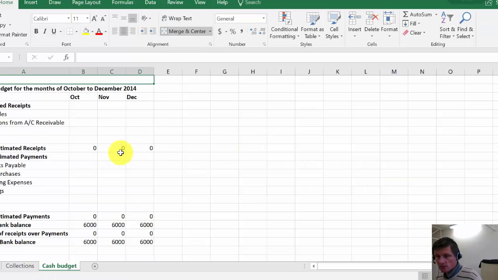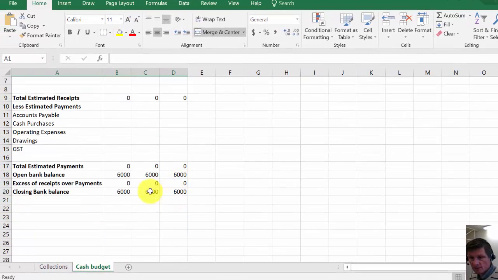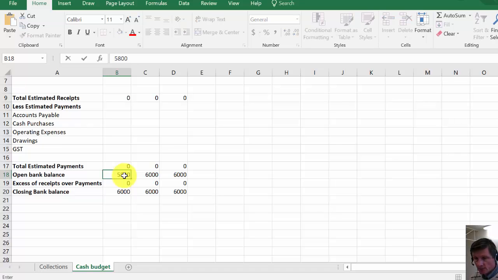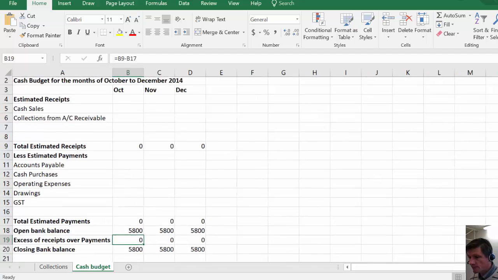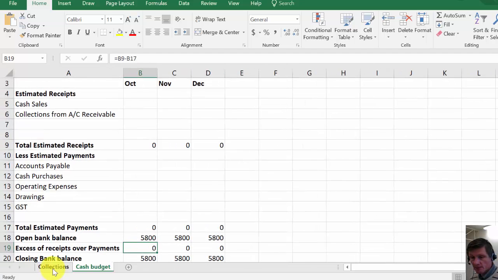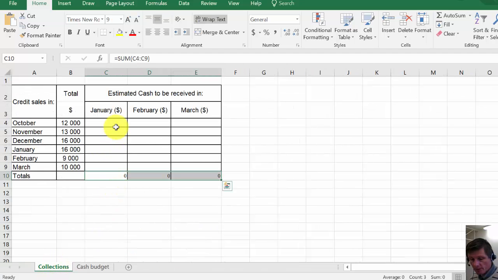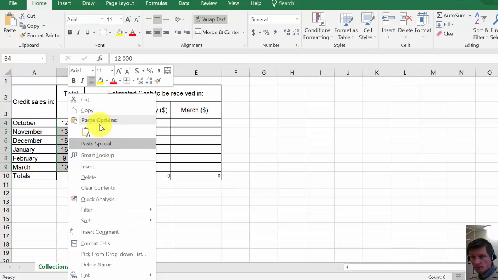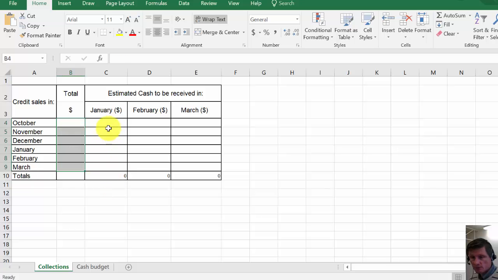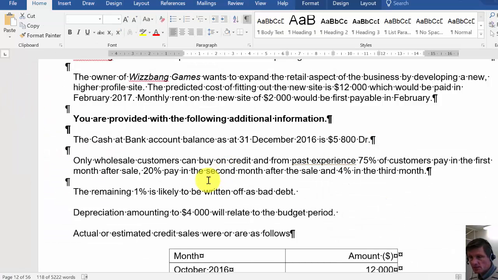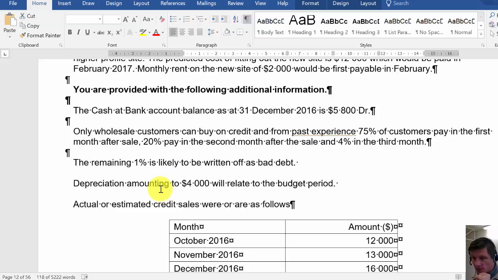So what I would do is I've set up a cash budget template. There it is. The opening bank balance is $5,800, and that's already working for us. Make that a little bit bigger. And now I'm going to talk about the collections. So I want to take these out because I need to put in some new figures. So let's look at the situation.